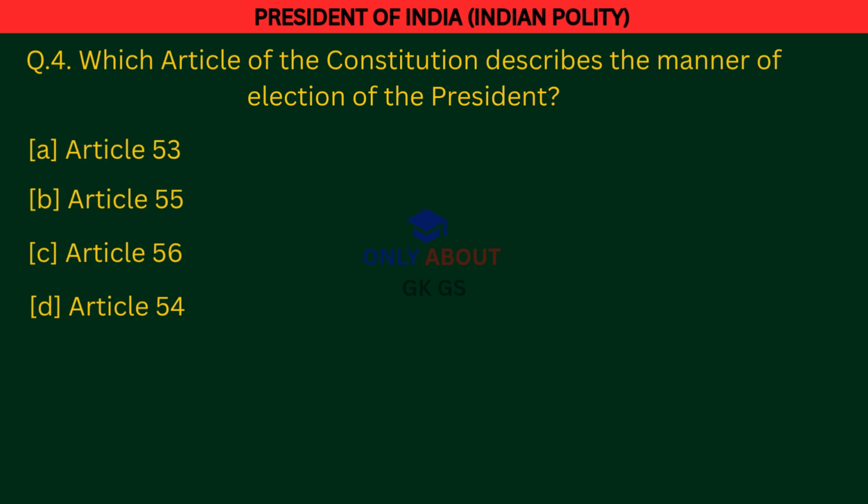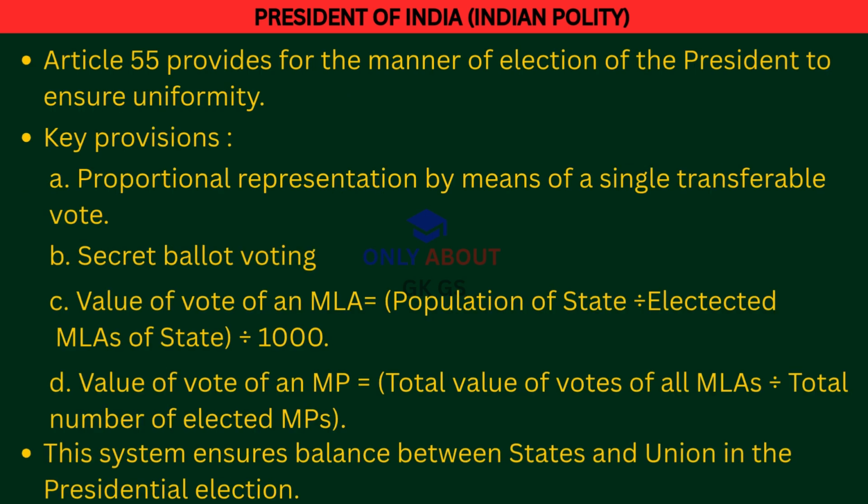Next question. Which article of the Constitution describes the manner of election of the President? Correct answer, Article 55. Article 55 provides for the manner of election of the President to ensure uniformity.